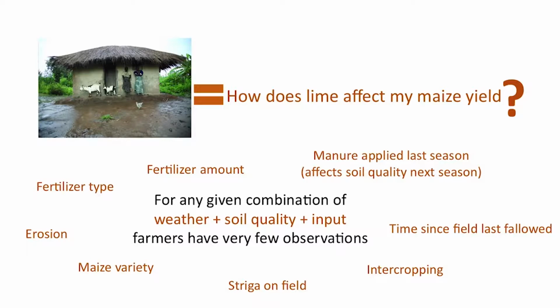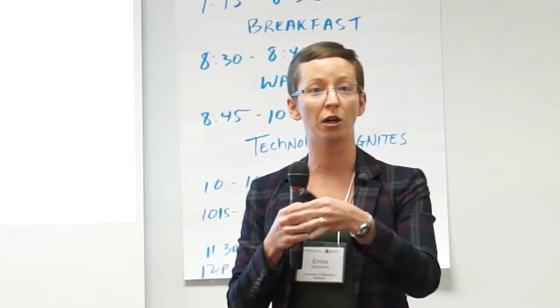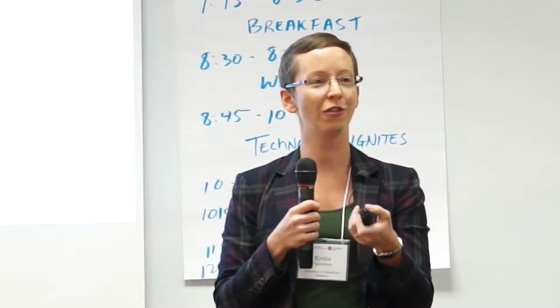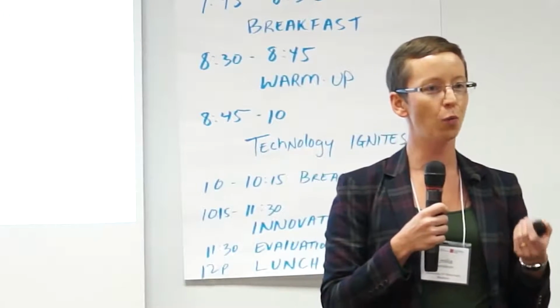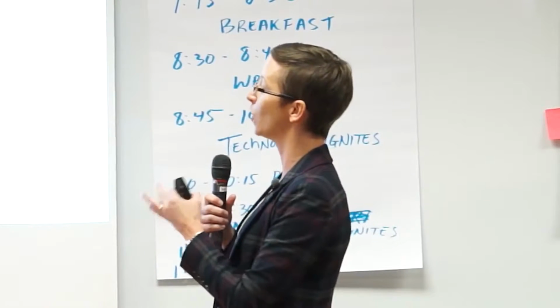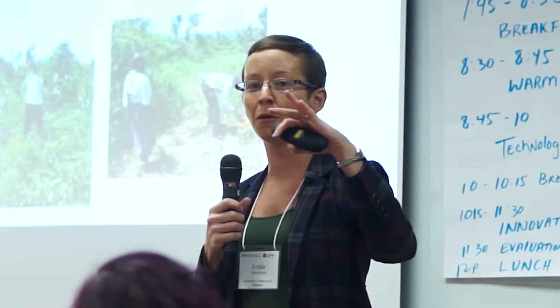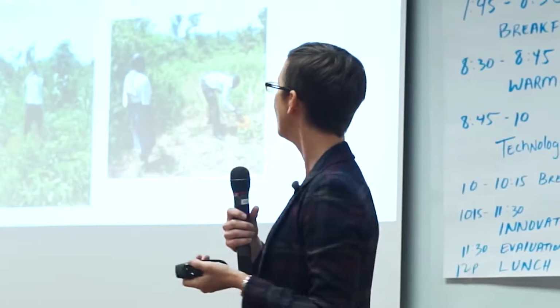So the basic thought behind our project is that there are lots and lots of things that affect farmers' yields. And for any given combination of weather variables, of soil quality variables, or of inputs, farmers have very few observations, right? So our thinking was, what if we could give farmers more observations, sort of experimentally? And so we're going to take a crop model that simulates maize yields. We're going to take soil samples on farmers' fields and initialize the model with those soil parameters.